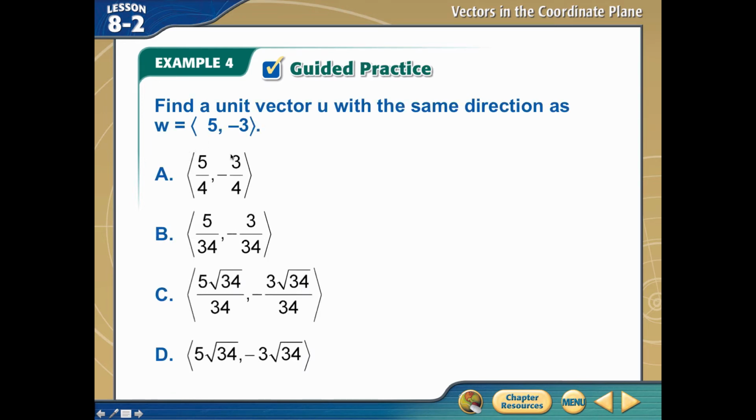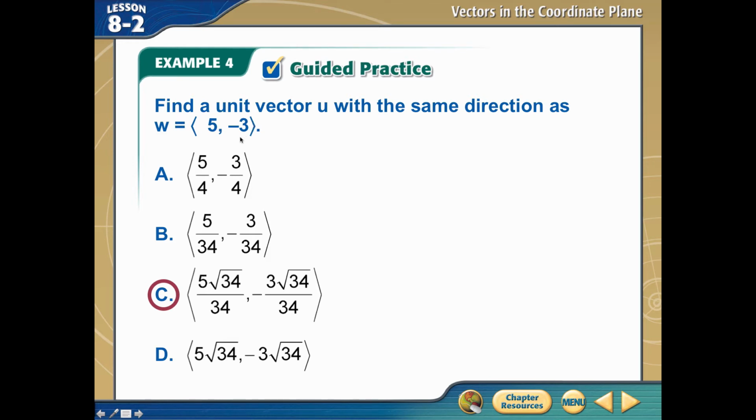Okay, find the unit vector in the same direction as 5, negative 3. I'll give you a minute to do that. Go ahead and pause the video. Okay, I'm going to give you the answer in 3, 2, 1. And what you should notice on this is 5 squared is 25. Negative 3 squared is 9. 25 plus 9 is 34.